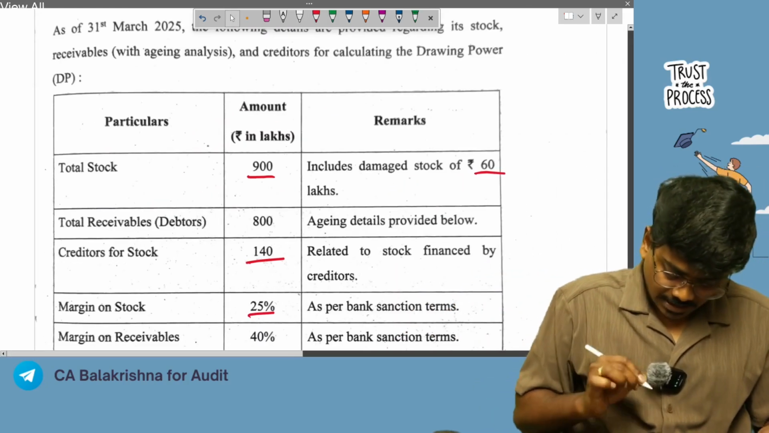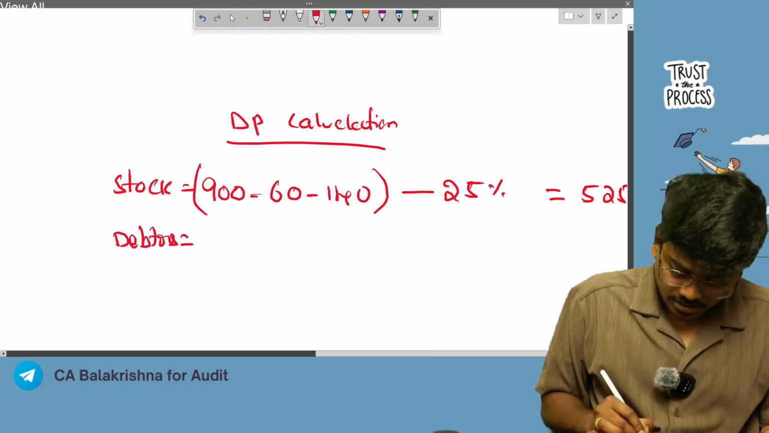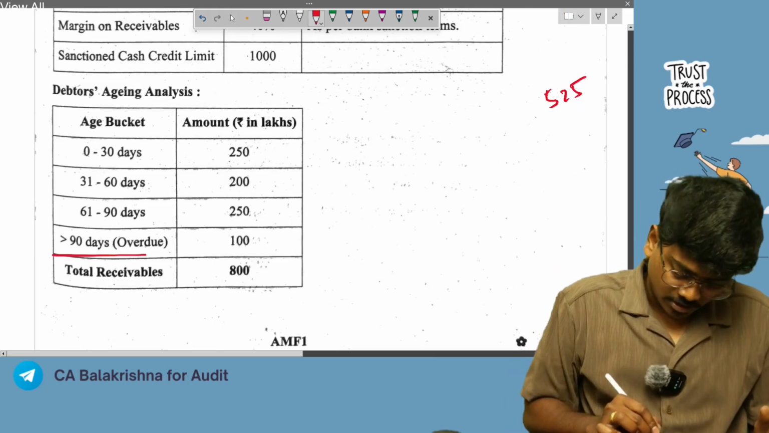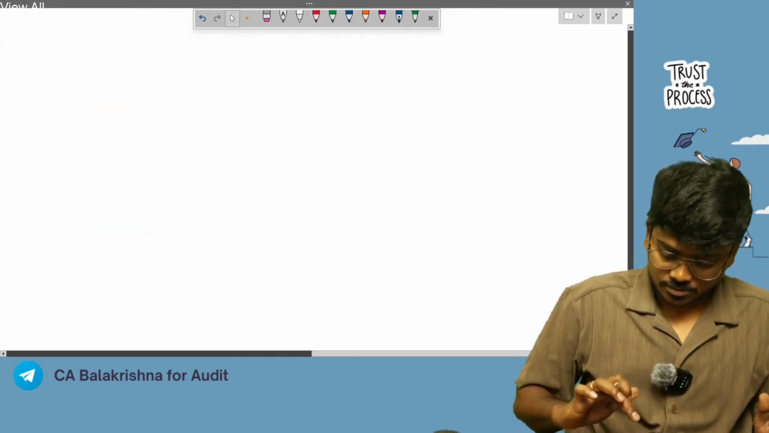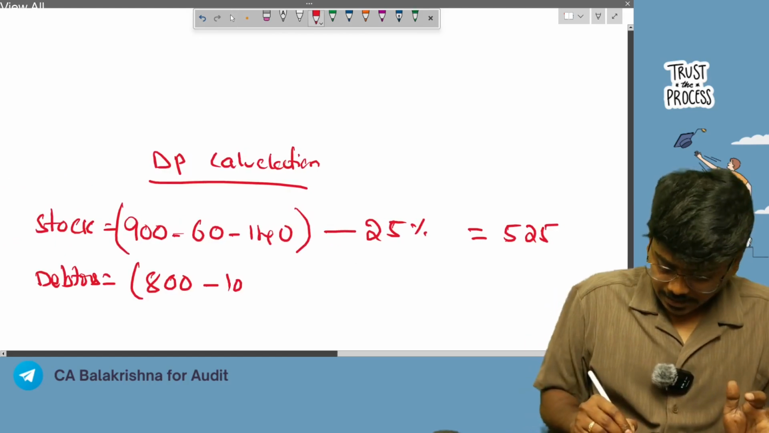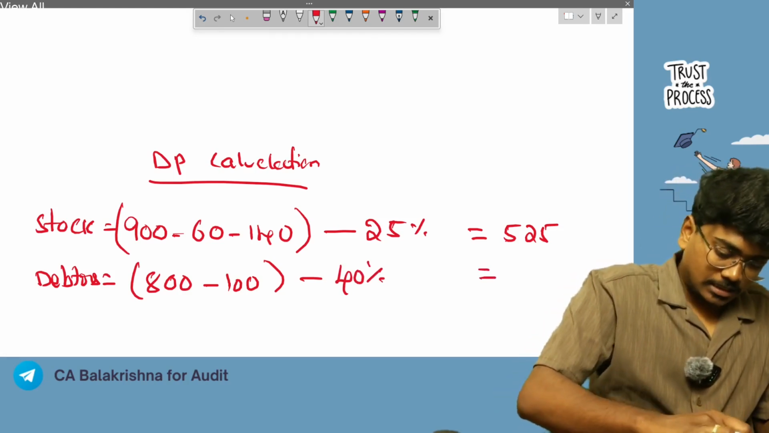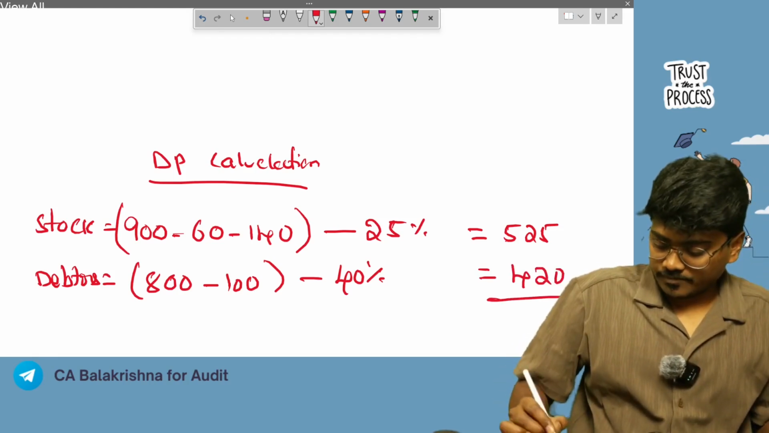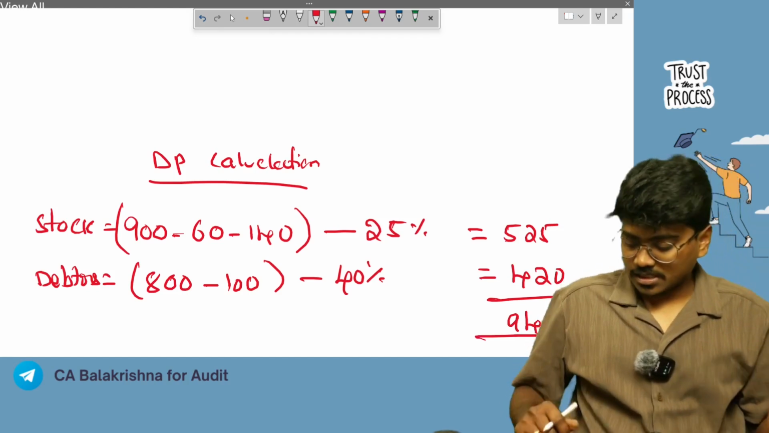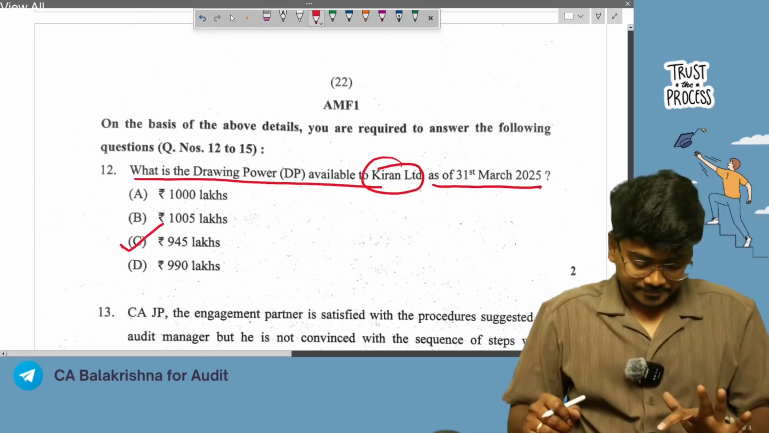Next, they have given total receivable debtors as 800 lakhs. From these debtors, the period more than 90 days has to be reduced. If you see, overdue for more than 90 days, 100 lakhs, this has to be reduced. Minus 100, and the margin for debtors is 40%. So here 800 minus 100 minus 40% would be 420. So 525 plus 420 is equal to 945. So this is the DP, drawing power. Let us see the options. 945, yeah, option C.